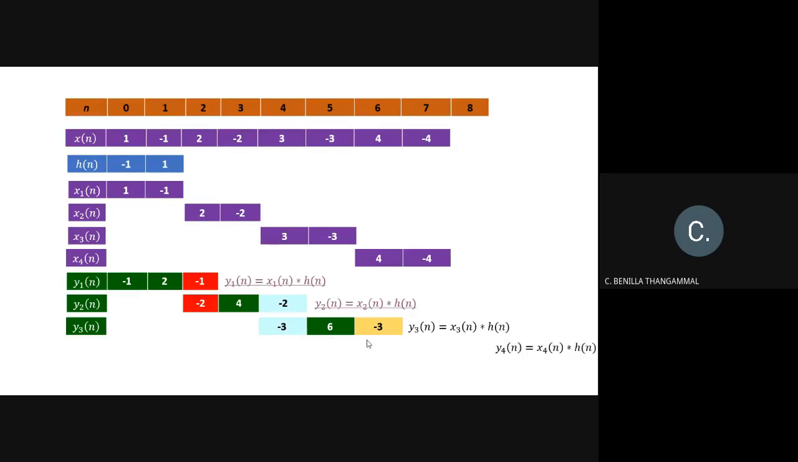Again, I'll be getting y4 of n. So x4 of n convolution h of n. It is going to have 3 samples again. So we have to start with the sample where x4 of n begins here. Right. So by performing the shortcut method, I can get it as minus 4, 8 and minus 4.